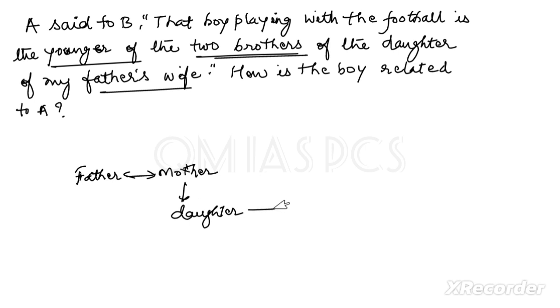Okay, means daughter's brother. And since it is about the family of A, the second brother will be which one? That person A. This one will be the second brother. Okay, this one is the playing boy, that boy who is playing the football. So how is the boy related to A? That means the boy is the brother of A.